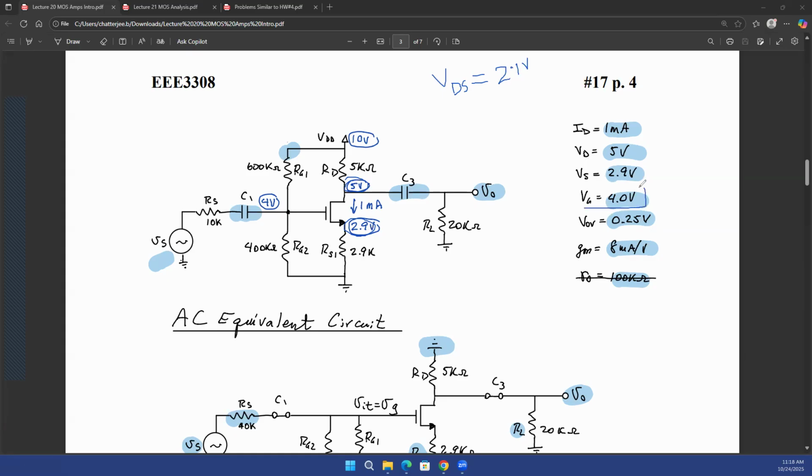Your gate voltage is 4 volts. Right? Your source voltage is 2.9 volts. So what is your VGS? VGS is going to be 4 volts minus 2.9 volts, so your VGS is going to be 1.1 volts. Now in the problem, either the threshold voltage might be given or the overdrive might be given. Both will signify very similar ideas, because your VGS is 1.1 volts and the overdrive is 0.25 volt. Overdrive is VGS minus VT. That means VT is equal to 0.85 volts basically.